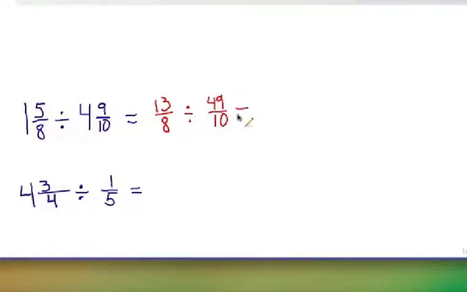Now in the next step, I turn my division problem into a multiplication problem. Don't invert the first one. Only flip over the second one because that's the one you're dividing by. So now it becomes 13 over 8 times 10 over 49. Look for a common factor. Sometimes that's known as canceling. 13 and 49, I can't do anything with those, but 8 and 10 have a common factor of 2. So I now have a 5 on the top and a 2 on the bottom. You're going to multiply across, so that would be 65.